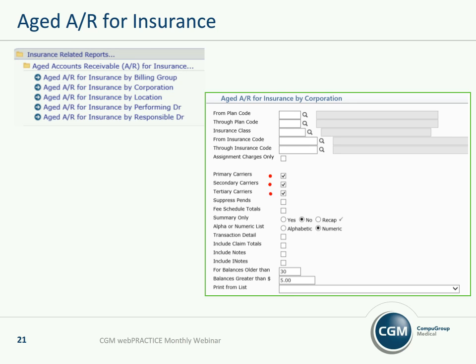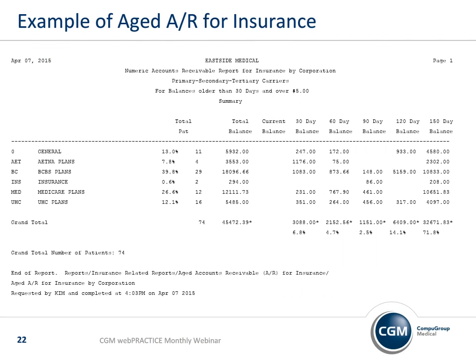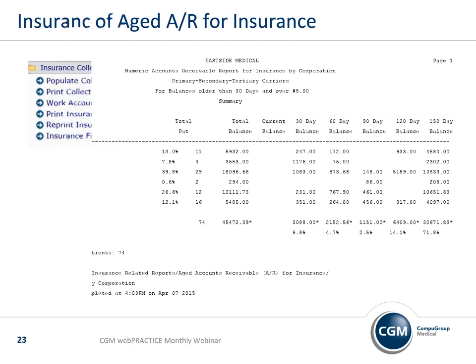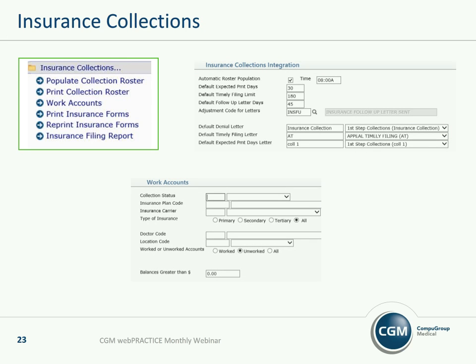When printing the report, you can select a specific plan, carrier, type of claim, that is primary, secondary, or tertiary, detail, notes, balances older than, and balances greater than. This is an example of an aged AR by insurance report. You can easily see the various aging buckets, identify the payer with the most outstanding claims, and see the payer mix. The Insurance Collections menu provides functions that you can use as a collection tool to work unpaid insurance balances.